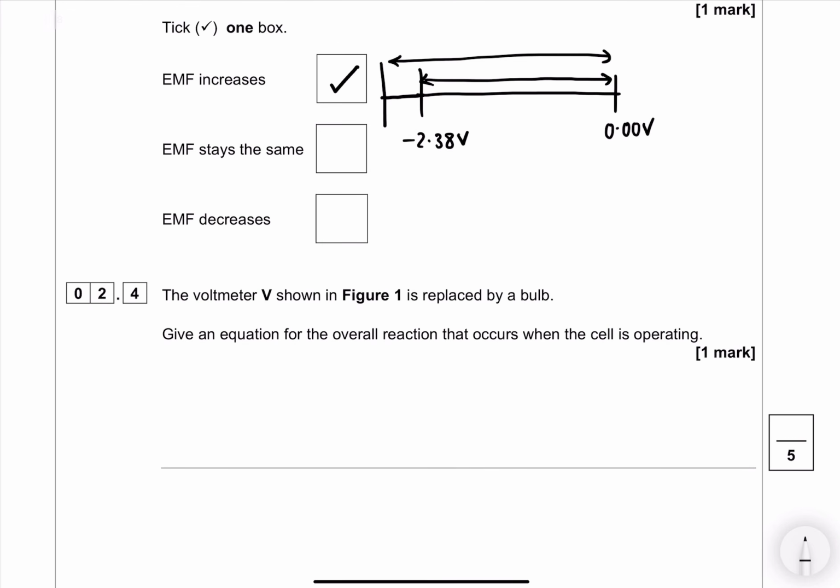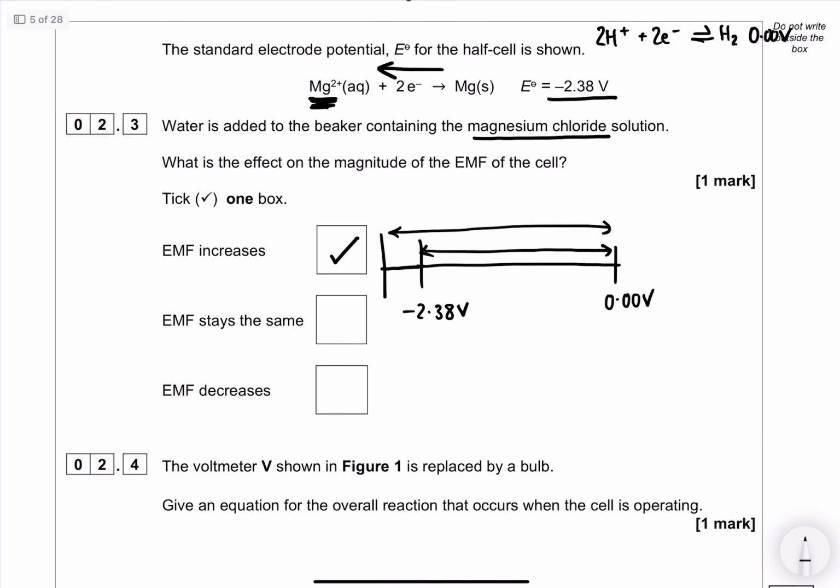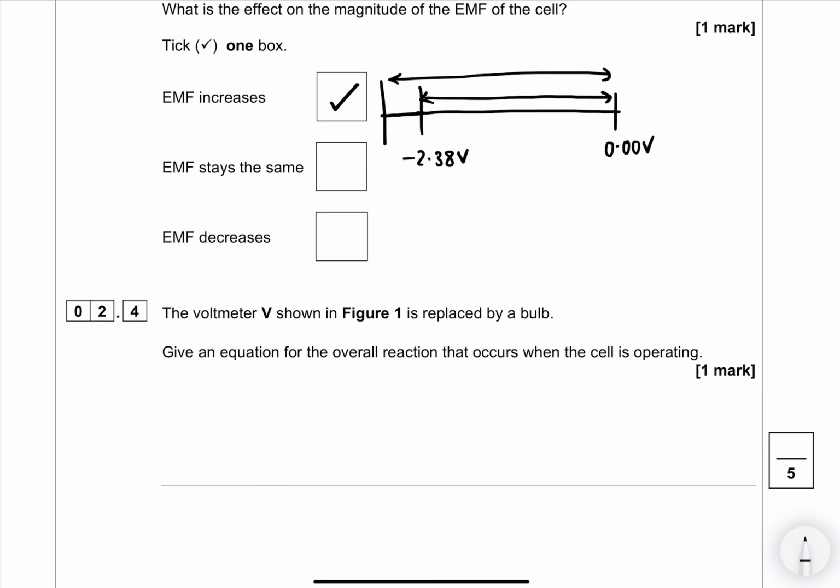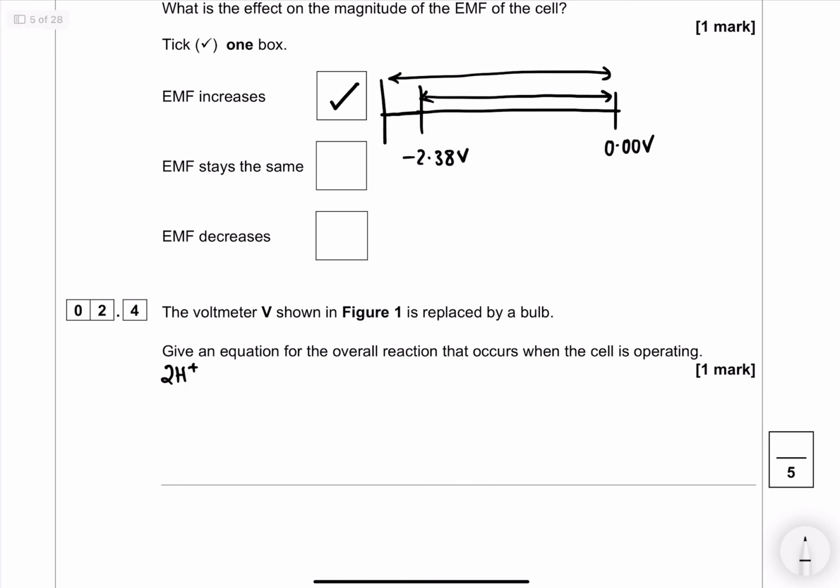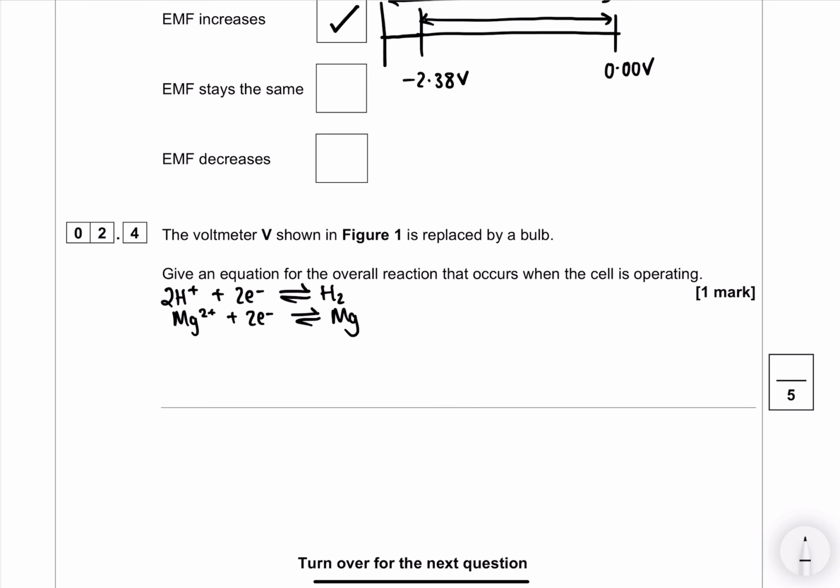The voltmeter V is replaced by a bulb, and then it says give the overall equation for the cell when the cell is operating. Alright, so remembering that we had the two half cells, and the hydrogen one was more positive, it was 0, but it was bigger than our magnesium one. And so the more positive one gets to go the way it's written, which is gets to behave as a reduction, and our magnesium one needs to be reversed. And then we're going to combine those two.